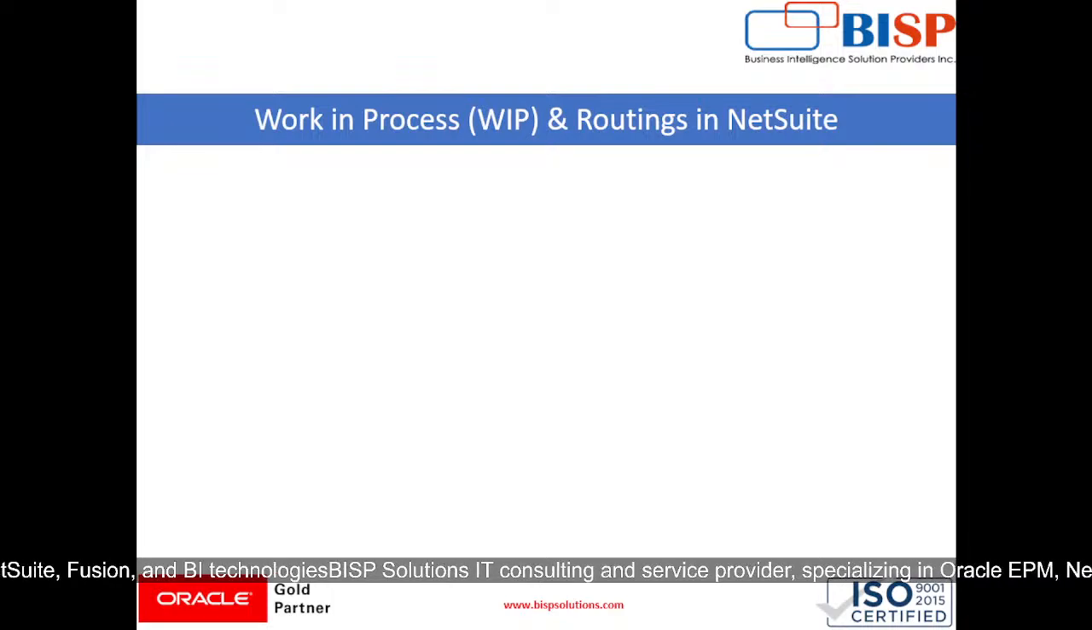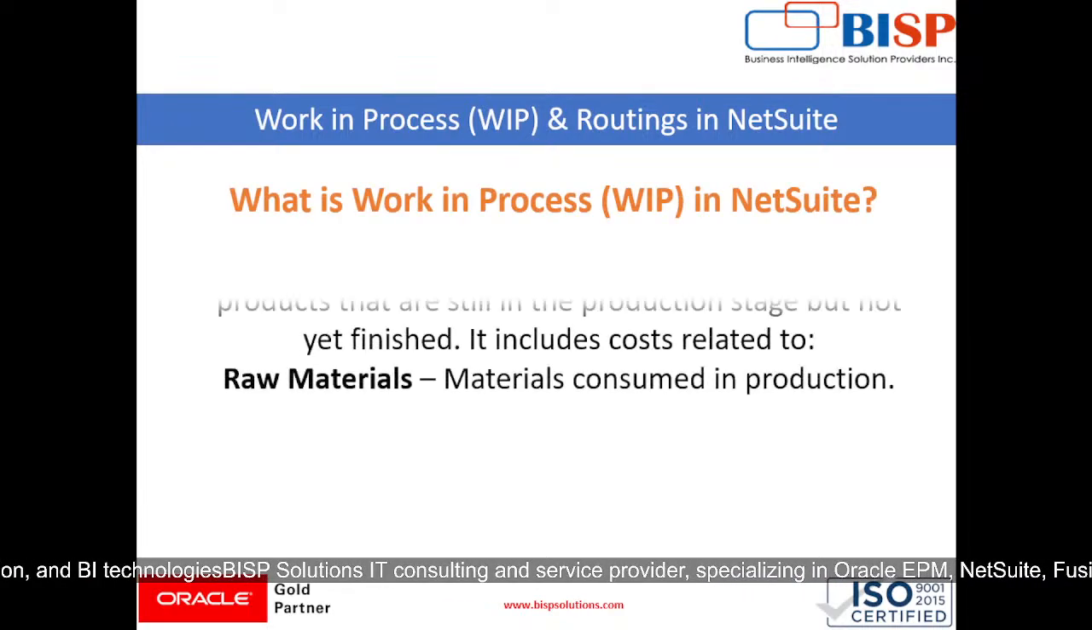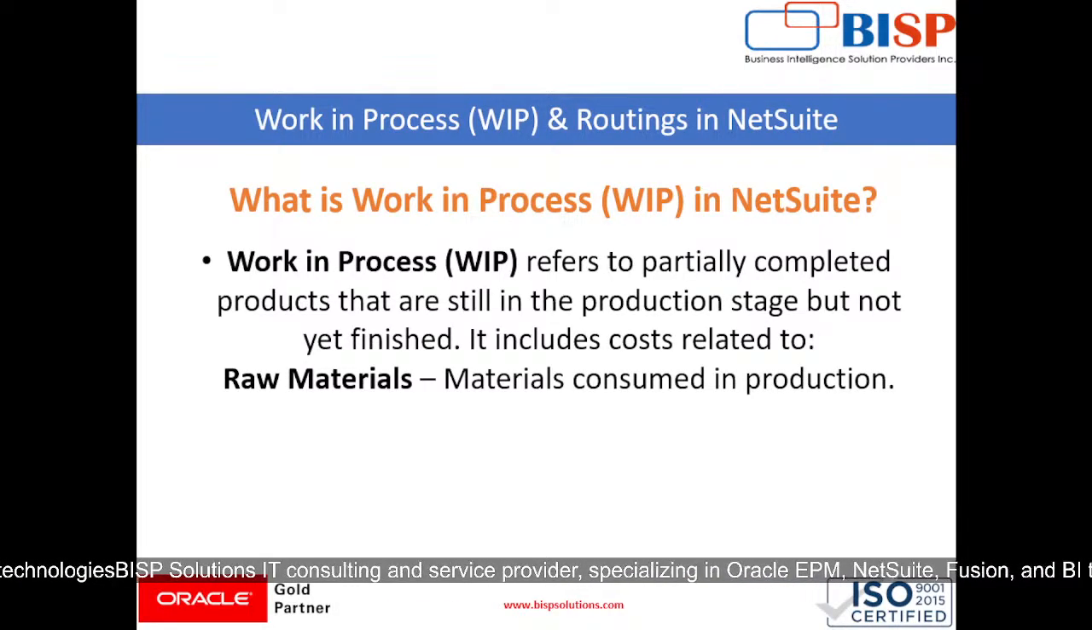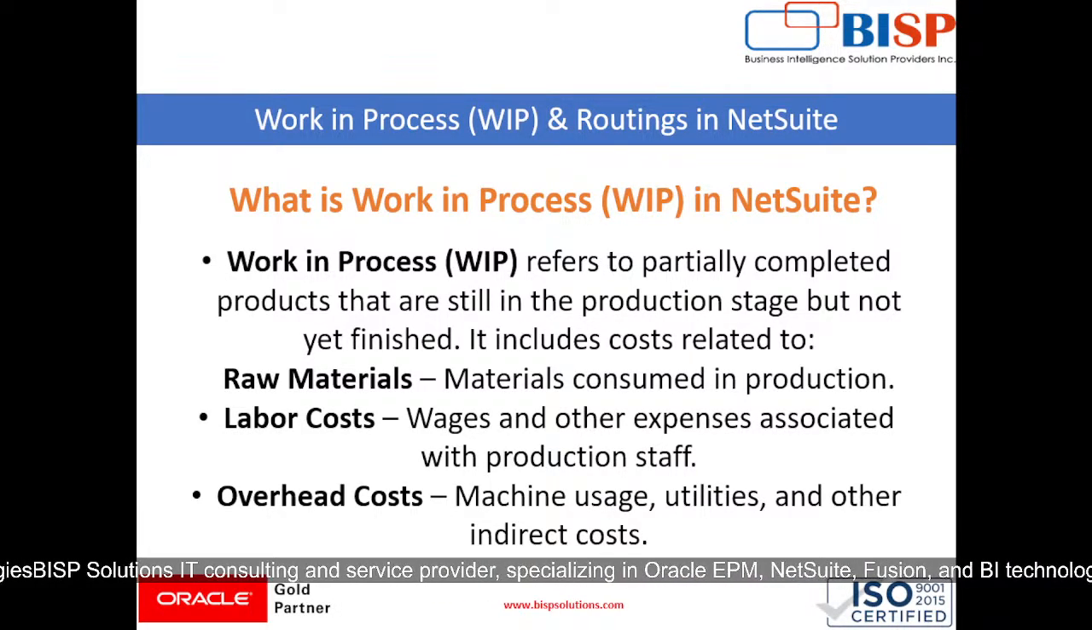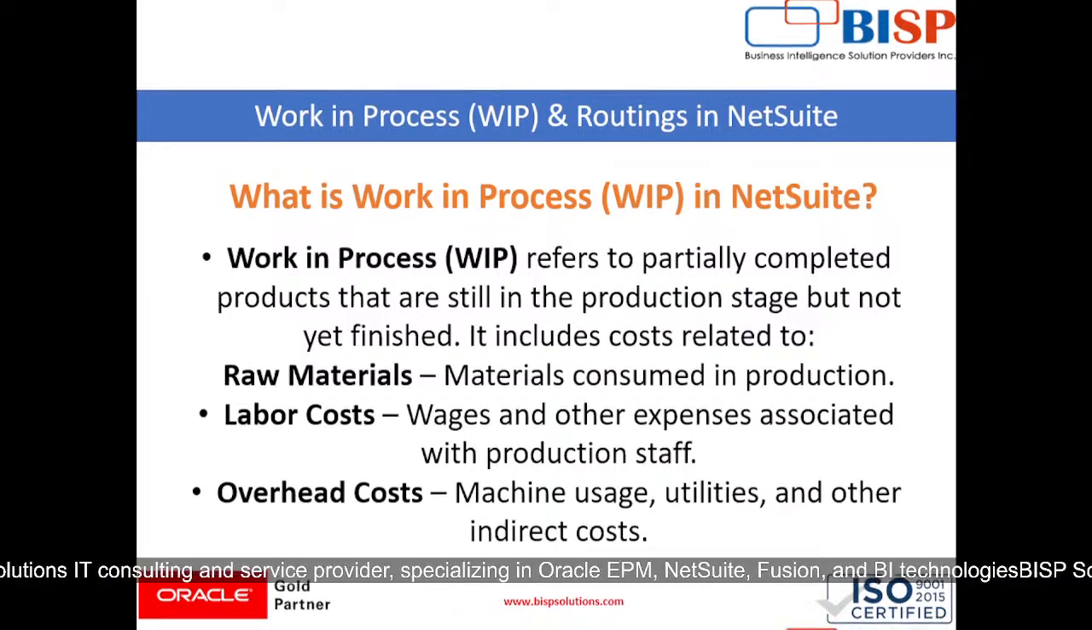Next comes our WIP, which is work in process, and routings in NetSuite. So what is work in progress? It refers to partially completed products that are still in the production stage but not yet finished. It includes costs related to raw materials consumed in production, labor cost, wages and other expenses associated with production staff, and overhead costs, which means machine usage, utilities and other indirect costs.